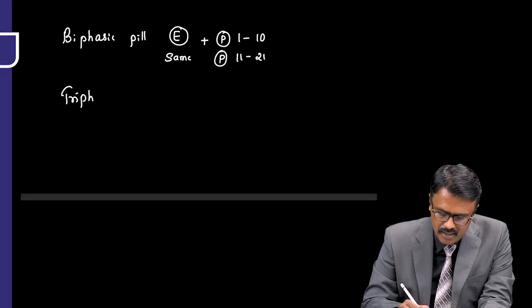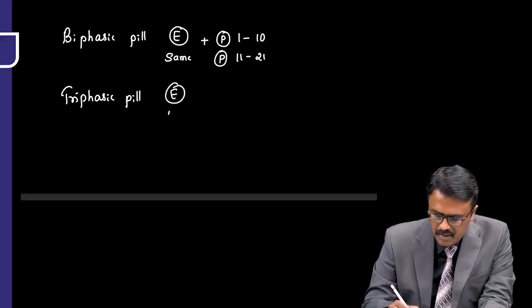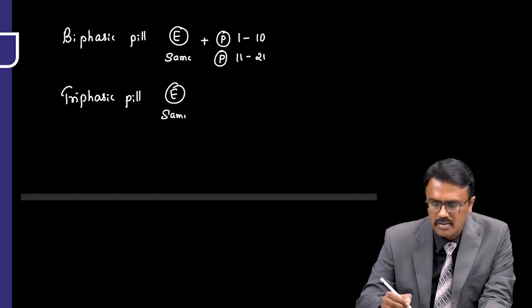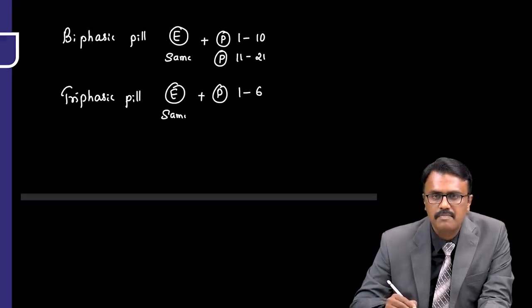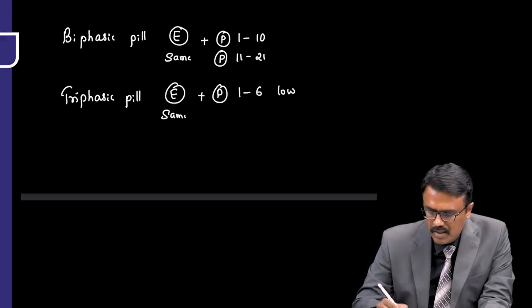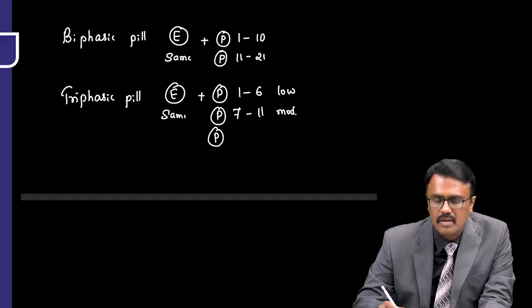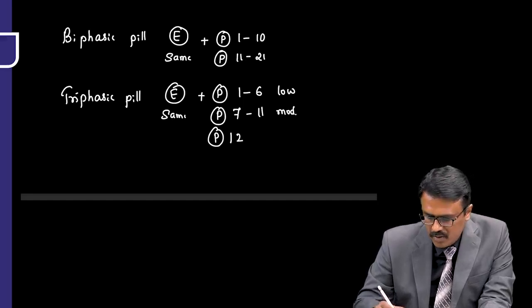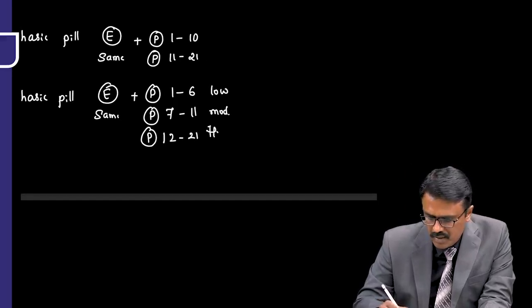Then we have the triphasic pill. Here the estrogen dose remains same, but the progesterone dose changes. That is, progesterone dose from 1 to 6 is different. That is very low. Then from 7 to 11 days, it is moderate dose. Then from the 12th day to 21 days, you use a higher dose of progesterone.